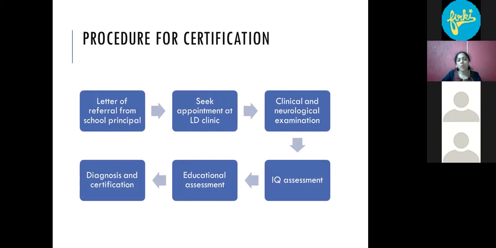So generally, what is the procedure like? A letter of referral comes from the school principal. Then you seek an appointment with the LD clinic in the specific government hospitals. Then a clinical and a neurological examination happens. Once there are markers, which is adequate indication that there seems to be an issue with the brain functioning, an IQ assessment is done to rule out intellectual disability. Because only when there is no intellectual disability, we start looking at specific learning disability as a diagnosis to come about.